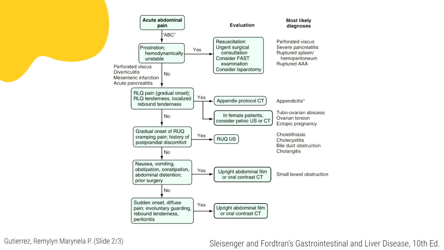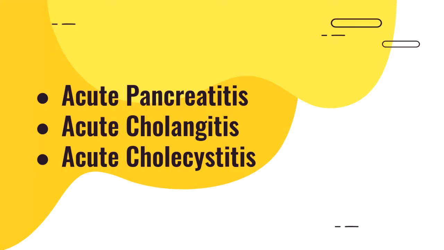If there is sudden onset diffuse pain, involuntary guarding, rebound tenderness, and peritonitis, then we should evaluate using upright abdominal film or oral contrast CT. So, given the patient's manifestations and risk factors, our differentials to be further discussed are acute pancreatitis, acute cholangitis, and acute cholecystitis.